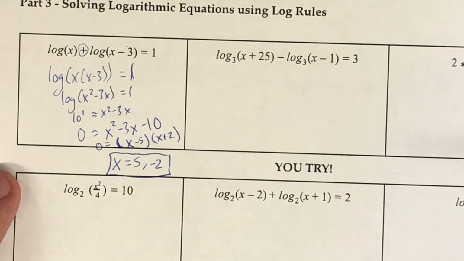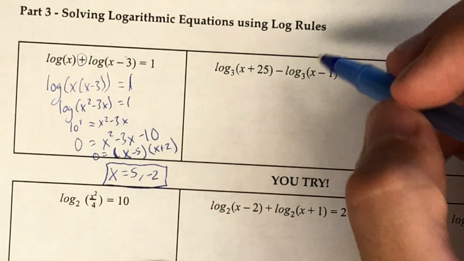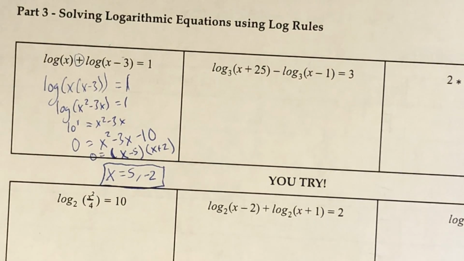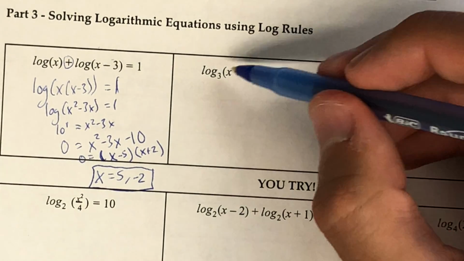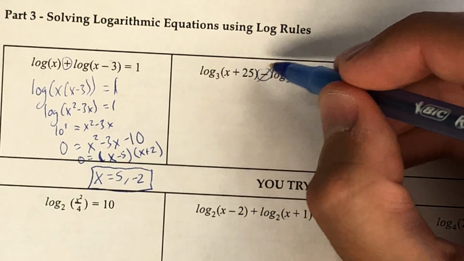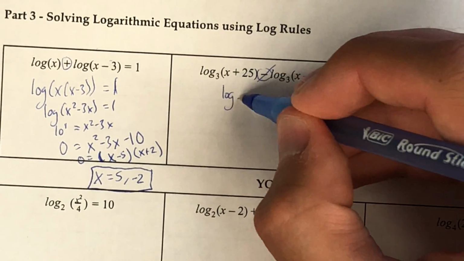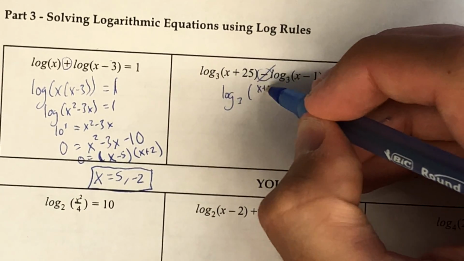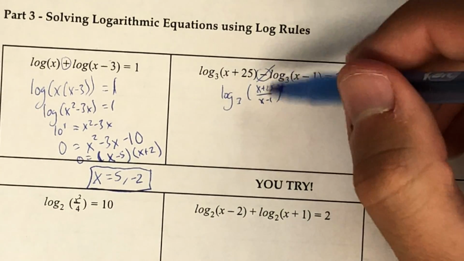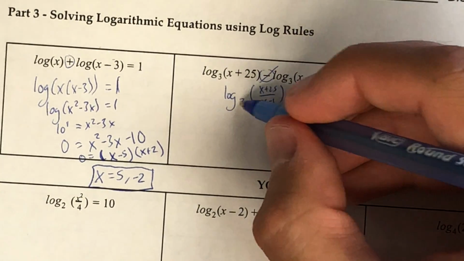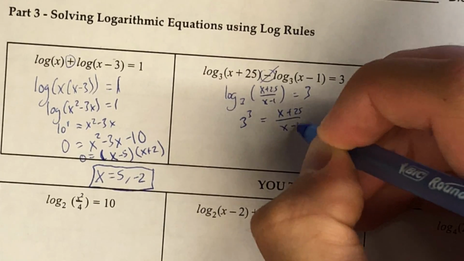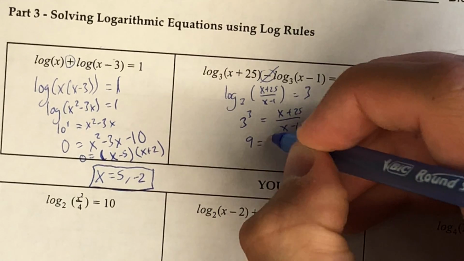Okay, number 2, log base 3 of x plus 25 minus log base 3 of x minus 1 equals 3. So in this case, logs with the same base, so that's good. This time we're subtracting, so that means we divide the inside. So it'll become log base 3 of x plus 25 over x minus 1 equals 3. Let's convert to exponential form, so 3 to the third equals x plus 25 over x minus 1. 3 to the third is just 9.